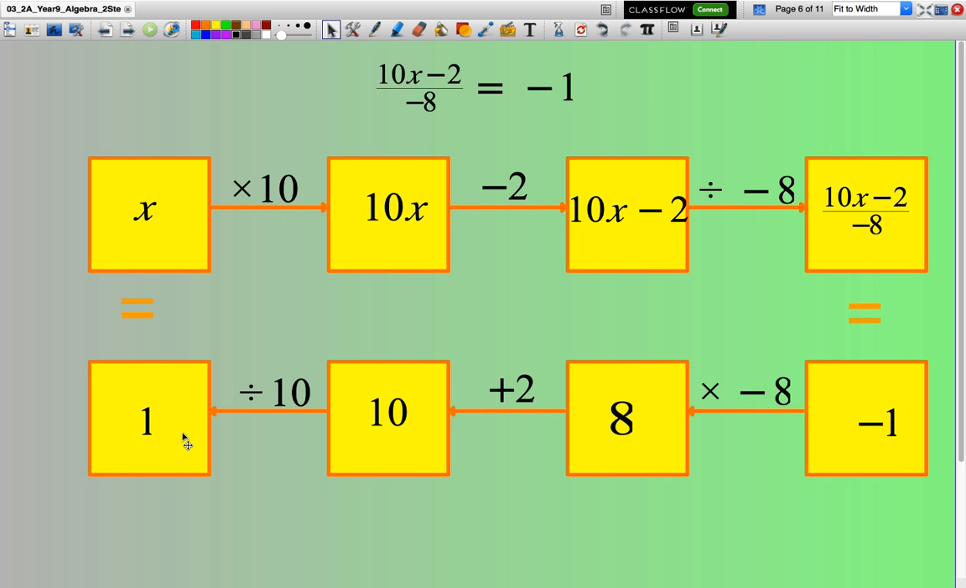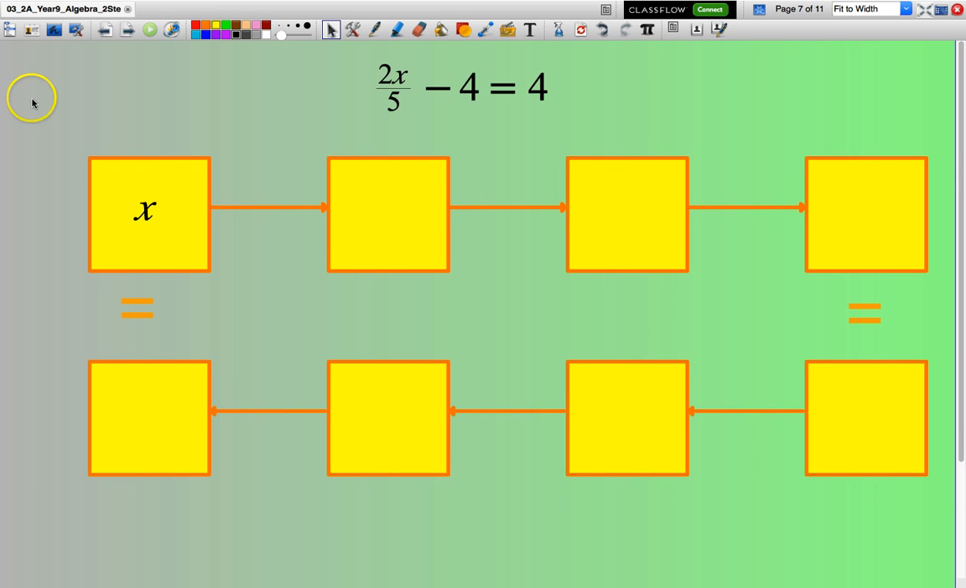Okay. Now I'm going to move on to the very last equation for this. Okay, and the final equation that I'll be looking at is 2x divided by 5 minus 4 equals 4. So I'm looking for x, so I start off with the x, and the first operation I perform on x is to multiply x by 2, which gives me 2x. Now for my 2x, what I do next is divide that all by 5. So dividing by 5 will divide 2x over 5.